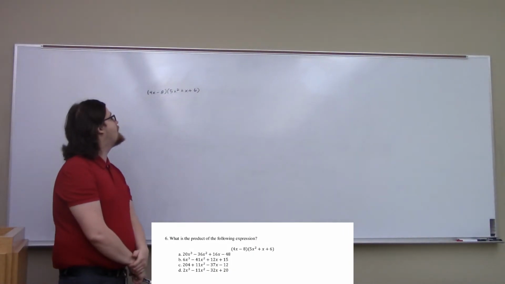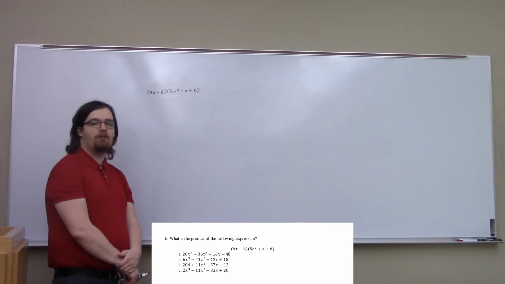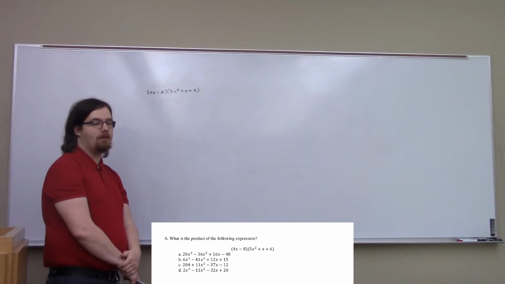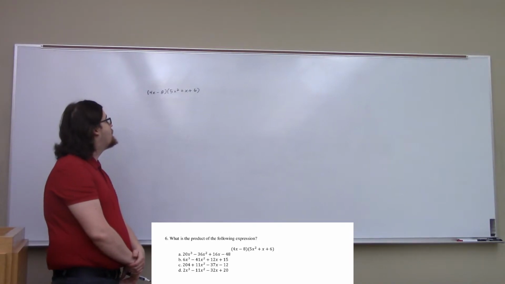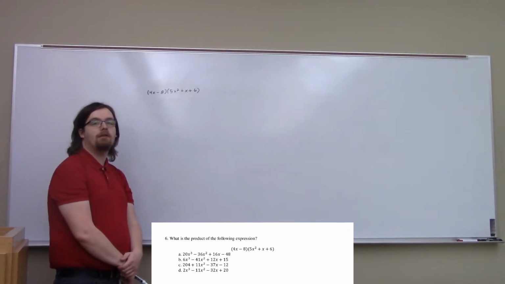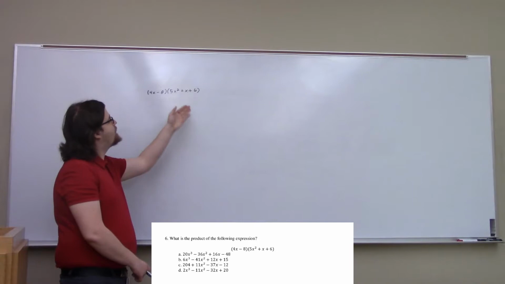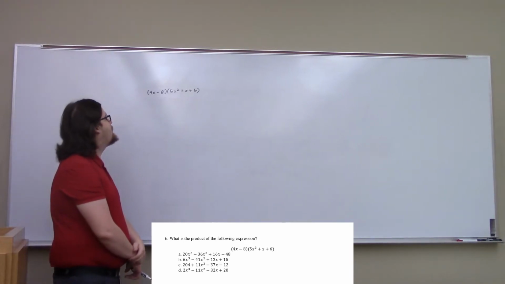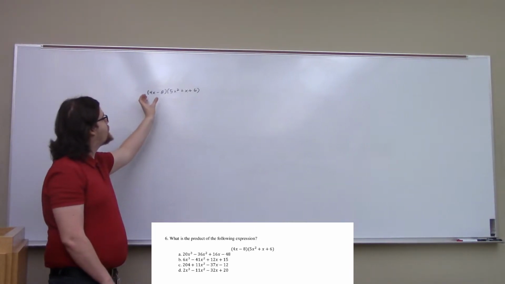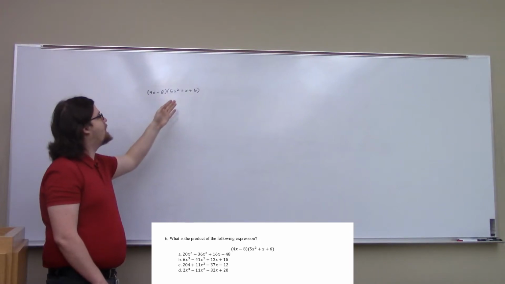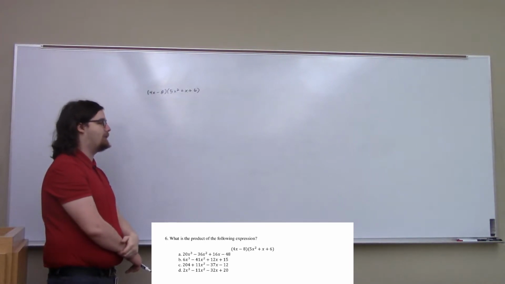Alright, so here we have problem 6 from test 2 from the test prep books, TSI assessment. So in this problem, we're asked to find the product of the following sum. So what we have here is we have two polynomials, 4x minus 8 times 5x squared plus x plus 6.